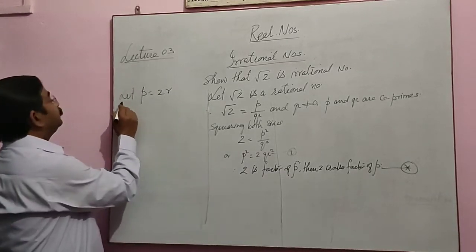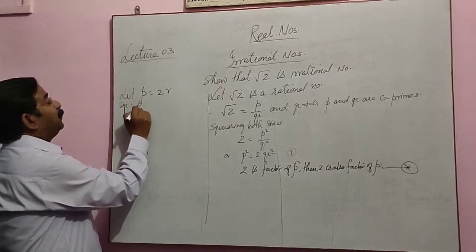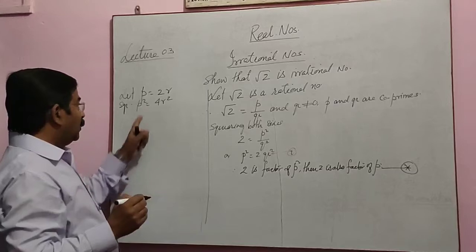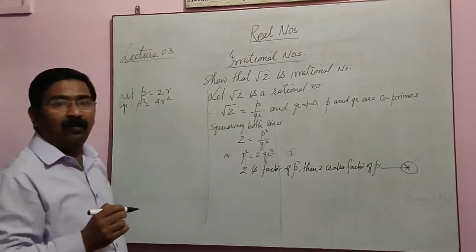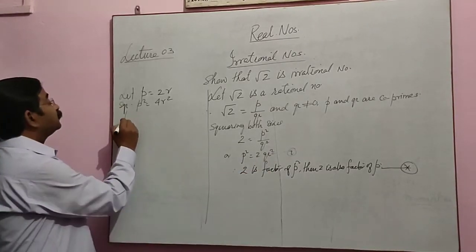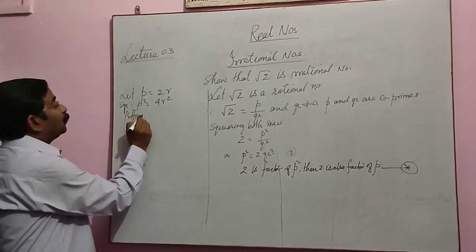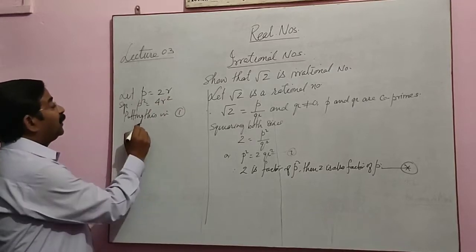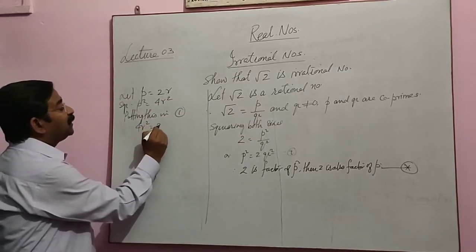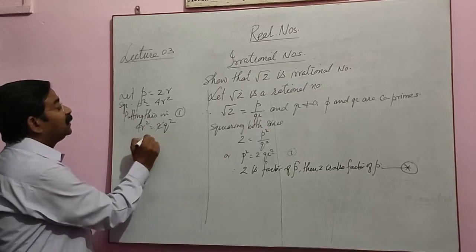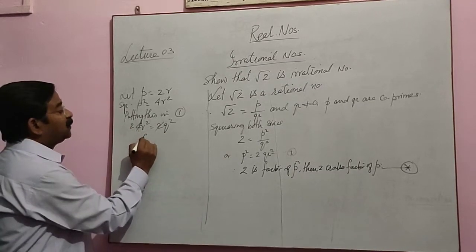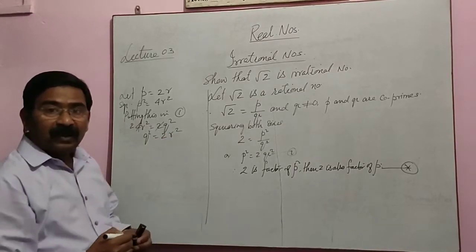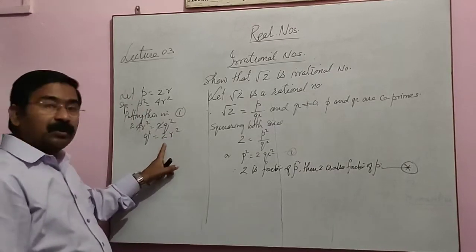If under root 5, multiple of 5r, and so on. Now squaring. P square is equal to 4r square. Now putting this value in equation number 1. So what we have, 4r square is equal to 2q square. This 2 goes 2 times, means we have q square is equal to 2r square.